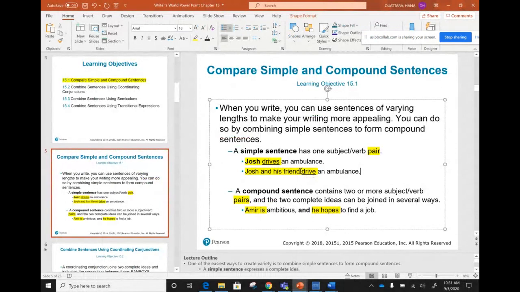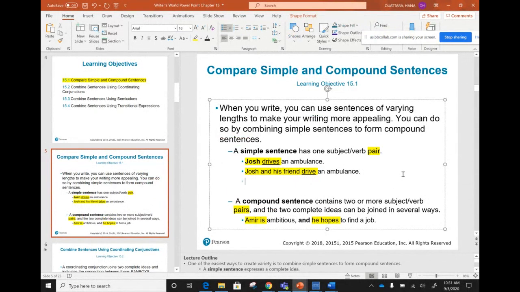That's correct. This is still one subject-verb pair. What if I had Josh and his friend drive an ambulance and talk together? Drive an ambulance and talk together. Is this one subject-verb pair?